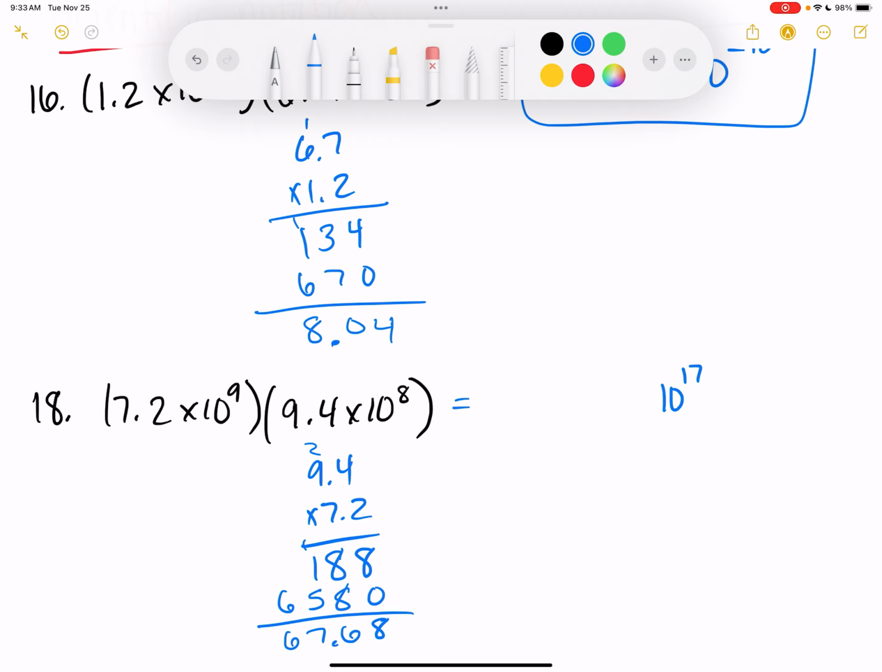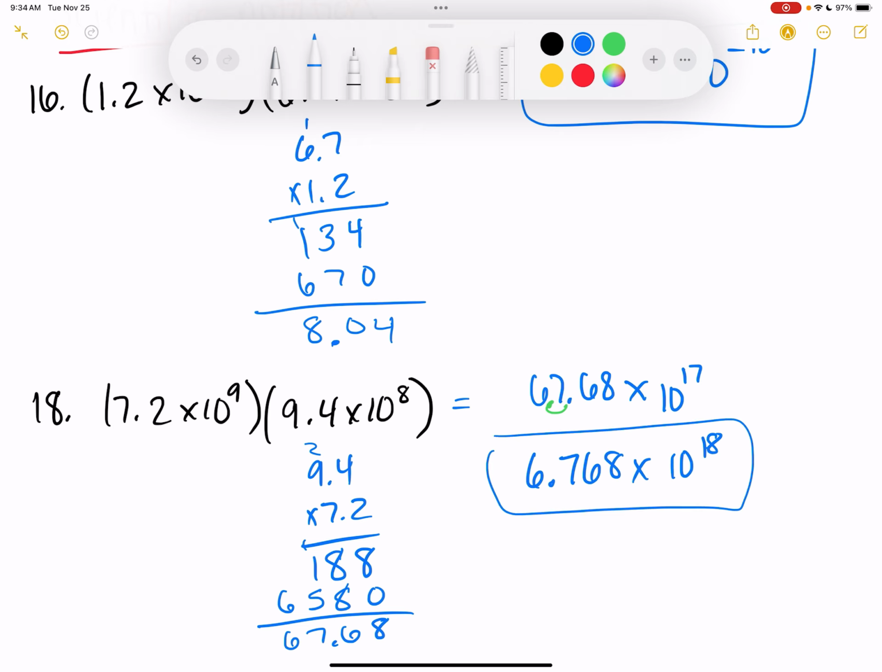So I get 67.68 times 10 to the 17th. But this is one where I was talking about the decimal place needs to be right here after the first 6, so I need to move it 1 this way. So what happens to this number when I do that? To the 16th power? No, 7th. Other way. Yep. 18th. So 6.768 times 10 to the 18th. Because the higher number means I'm going to be moving it to the right to make it a bigger number.